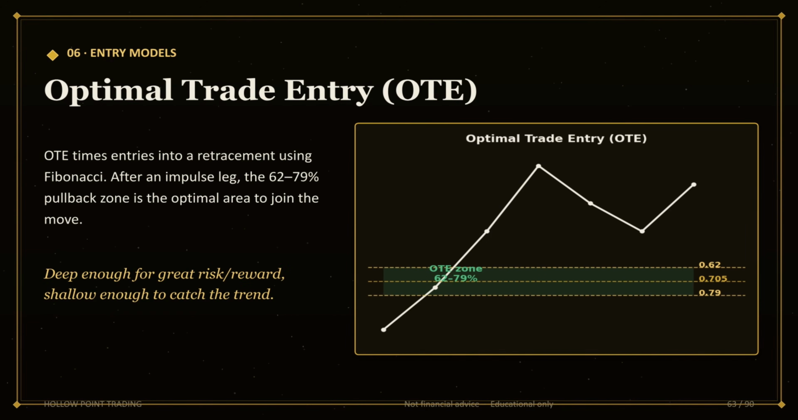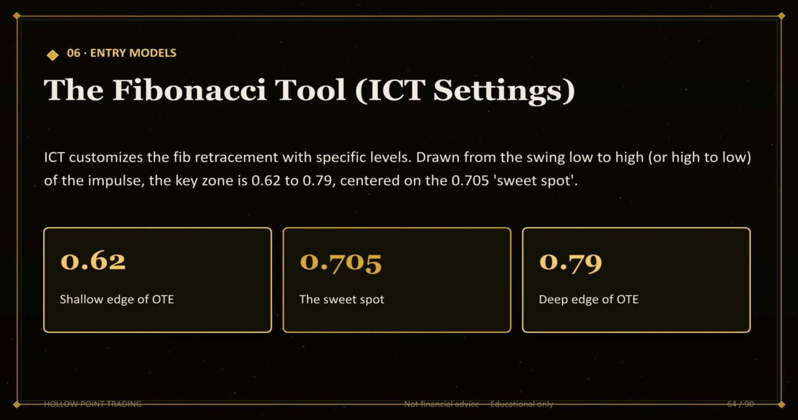The Optimal Trade Entry, or OTE, uses Fibonacci levels to time entries during a retracement. After an impulse leg, look for the 62 to 79% pullback zone. This provides a balance between risk and reward and the probability of catching the trend. Within your Fibonacci tool, ICT settings focus on specific levels: 0.62 for the shallow edge, 0.79 for the deep edge, and the 0.705 level as the sweet spot for the trade entry.